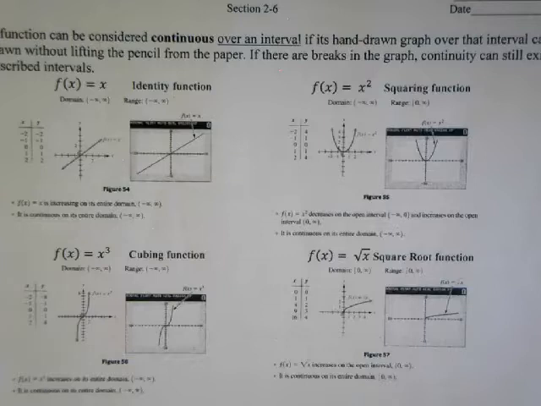The other part of this section is to introduce you to the idea of continuous or discontinuous. Something is continuous when basically if you were doing a hand-drawn graph, you could draw the entire thing without lifting your pencil from the paper. On the other hand, discontinuous is when it's broken, in which the graph actually has a break in it, a gap, if you will.